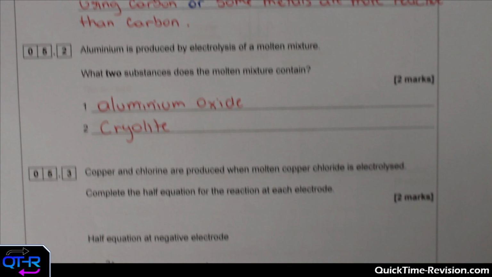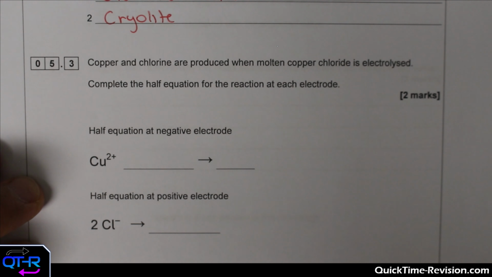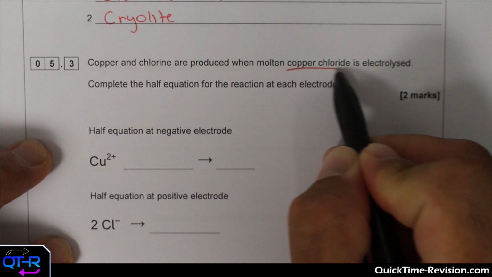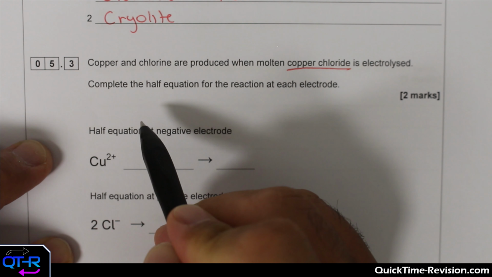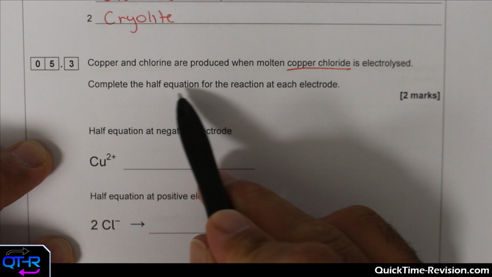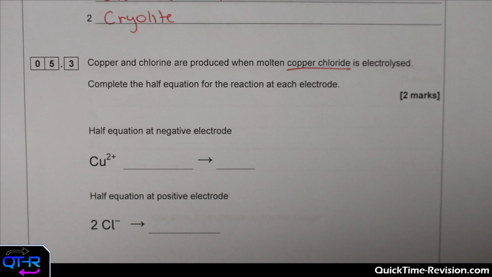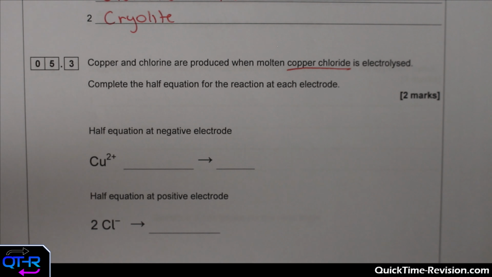Okay, there we go. So can we move on now to question 6.3? Copper and chlorine are produced when molten copper chloride is electrolyzed. So if you get the copper chloride and you melt it and you do electrolysis, you're going to end up with copper and chlorine being formed. Complete a half equation for the reaction at each electrode. Now, this is just 2 marks, but it's such an easy 2 marks that we should not be leaving any questions unanswered. But I'm gonna take a little bit extra time here to explain what is happening, okay?